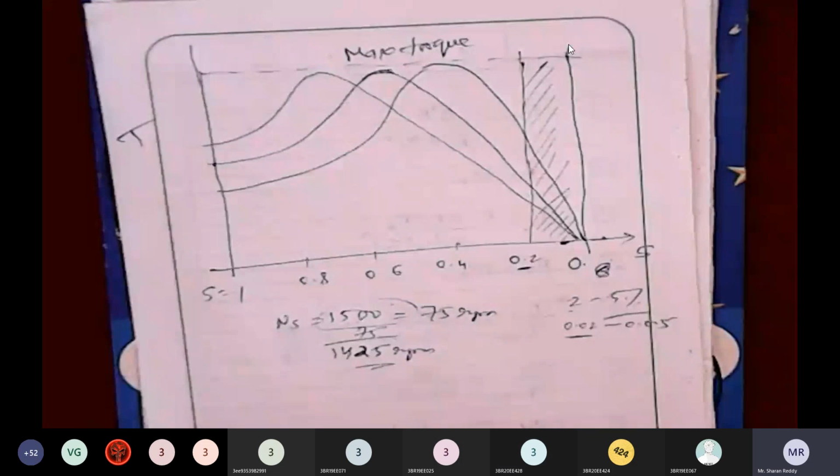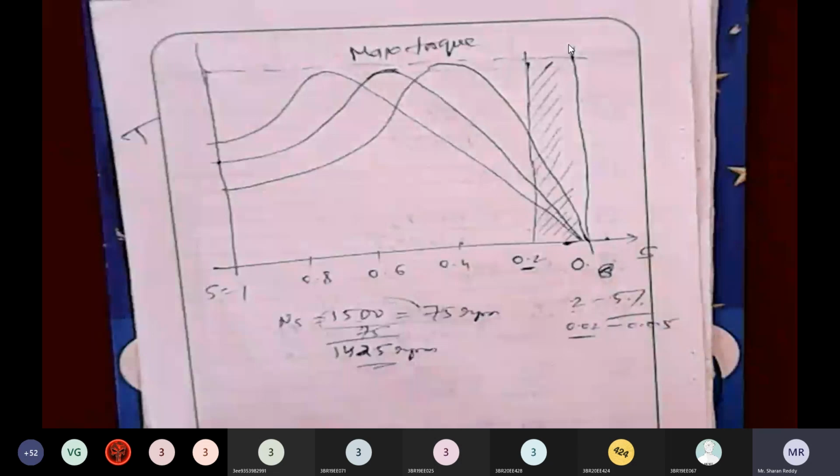Is the speed increasing or decreasing when you put load? What happens to the speed of the motor if you increase the load on the motor? Decreases, obviously. If one person is moving in a vehicle, and three persons are moving in a vehicle, what happens? The speed will decrease, isn't it? Similarly here also, if you put load on the motor, its speed decreases.